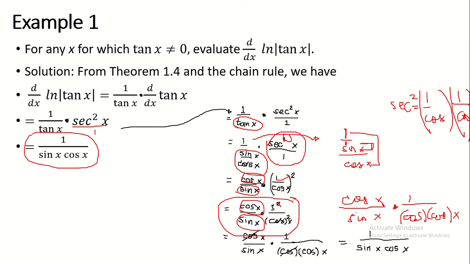Okay? So, ngayon, i-cancel natin yung pwedeng makancel. So, pwede tayong i-cancel yung cosine and 1 cosine here. So, ang matitira lang sa numerator part ay 1. At ang matitira sa denominator are sine and cosine. Kaya meron tayong sine x and cosine x dito.